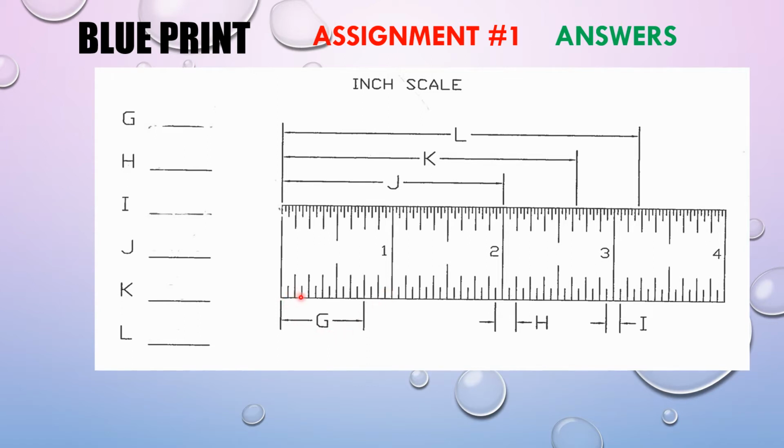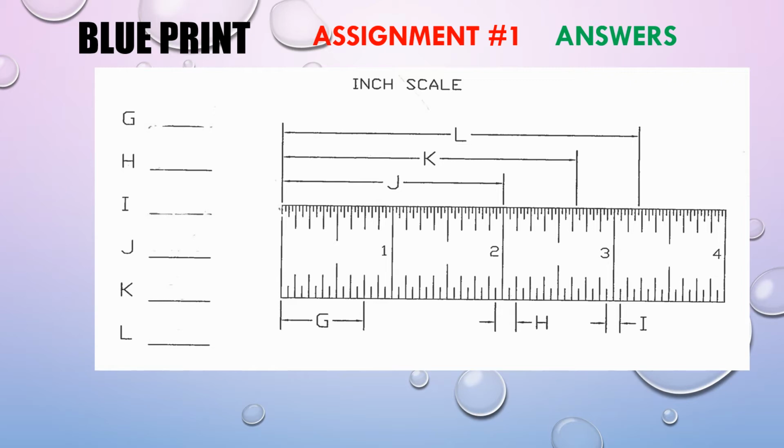1, 2, 3, 4, 5, 6, 7, 8, 9, 10, 11, 12, 13, 14, 15, 16. So we know there's 16 along the bottom. Now let's count where G goes. Again, you never count the very first one. So it's 1, 2, 3, 4, 5, 6, 7, 8, 9, 10, 11, 12. So we have 12 sixteenths.